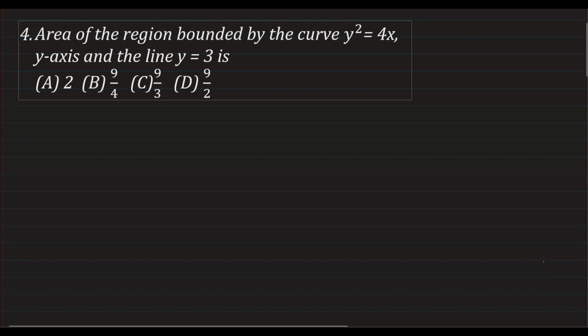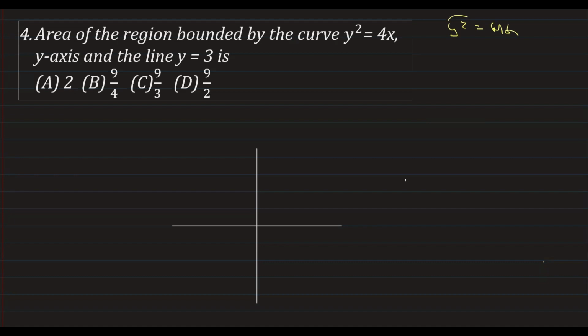Now in the fourth question, you can see that we have to find the area of the region bounded by y square is equal to 4x, y-axis, and the line y is equal to 3. As usual, we'll first make the plane here. What you can figure out from here, this is y square is equal to 4x. So y being positive or negative, x is positive, so it has to be a rightward parabola.